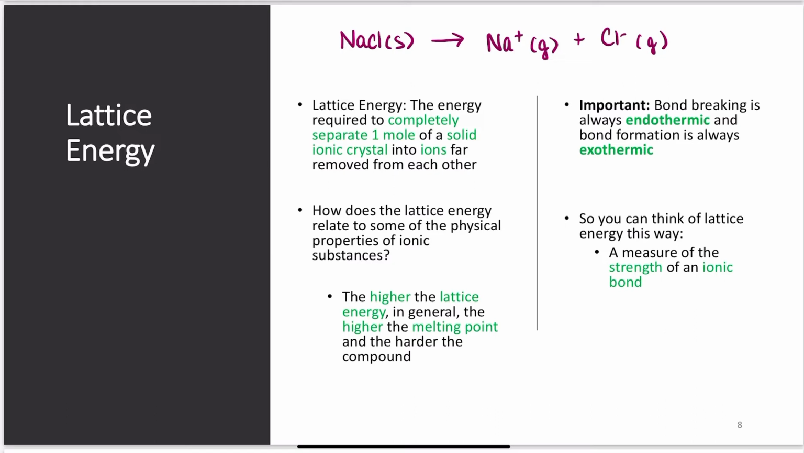How does your lattice energy relate to some of the physical properties of ionic compounds or ionic substances? The higher your lattice energy, generally speaking, the higher the melting point and the harder the compound. Because in order to melt something, melting allows those ions to move freely. So solid state is the lowest amount of energy we have. It needs the lowest energy to be in solid state. It needs the most energy to be in a gas state. Liquid is in the middle.